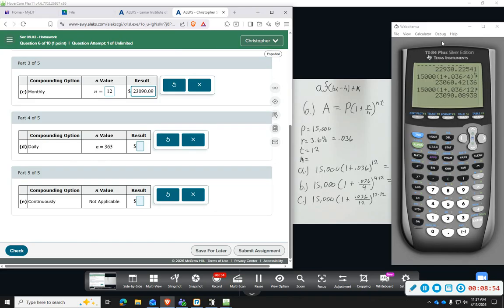Daily, so I'm going to do second enter, recall that formula. I'm going to do 3, 6, and then I'm going to do second insert to get the 5 at the back. So I'll keep my parentheses. Same thing up here, I'm going to do 3, 6, and then second insert. So 365 times the 12, and that gives me 23,104.53.